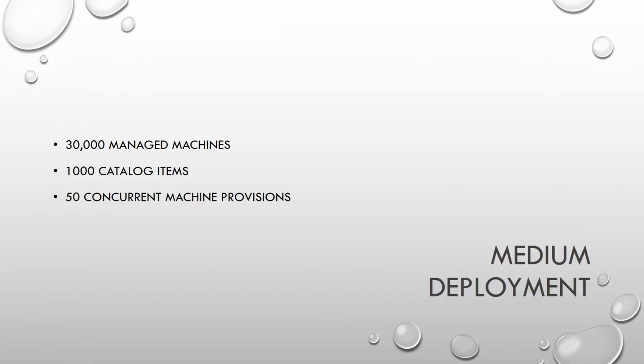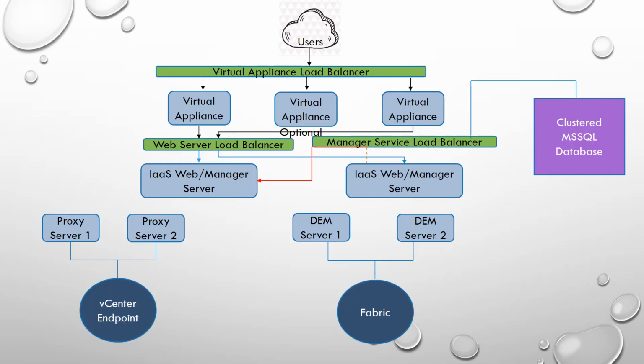Now that we are done discussing the small deployment, it's time for the medium deployment. The medium deployment supports the following items. It supports about 30,000 managed machines, somewhere around 10,000 catalog items, and 50 concurrent machine provisions. In the medium deployment, you're going to have two virtual appliances behind a load balancer and a third one optionally.